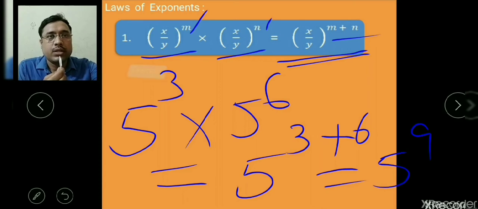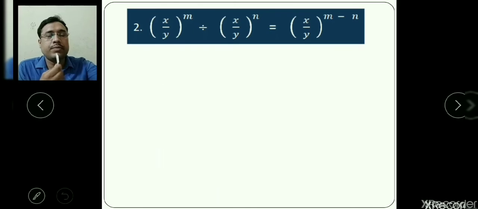Okay students, now I have given this example here. Now you see this one. x by y to the power m divided by x by y to the power n equals x by y raised to the power m minus n.